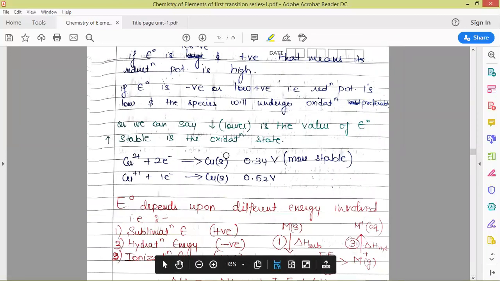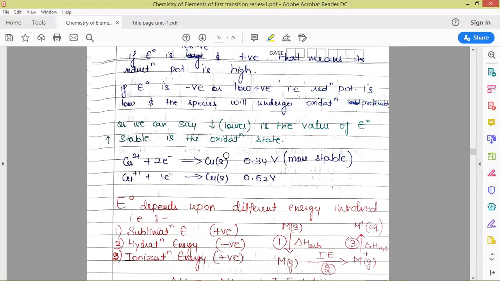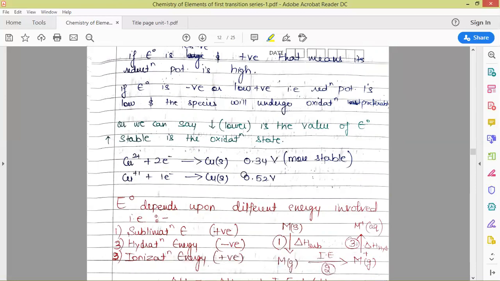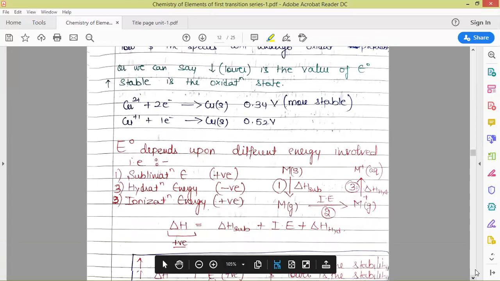So for a metal, the lower the values of electrode potential, which are the reduction potential values, the more stable is the oxidation state of that metal. If we want to compare the two oxidation states of copper, that is +1 and +2, the reduction potential is lower for copper 2. So it is going to be more stable in comparison to copper 1.